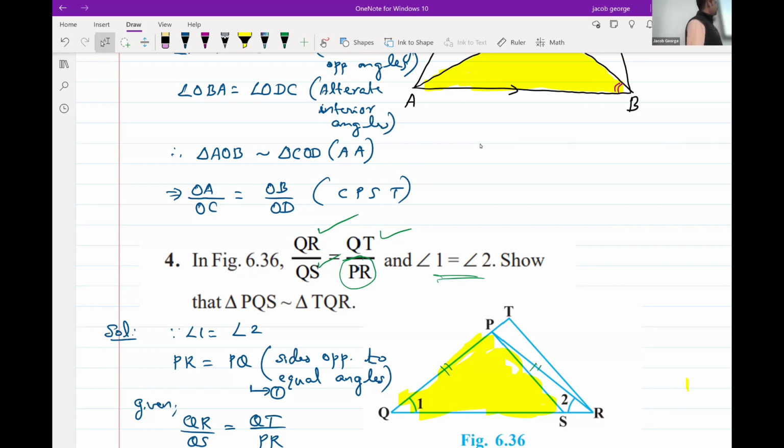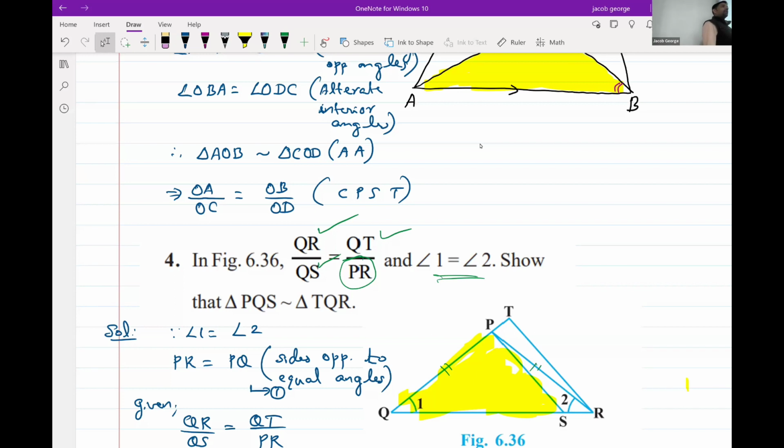So first of all, I'm going to check. Is QR part of any of these triangles? Yes, QR is part of TQR. So QR can be taken. That is the reason I put the tick mark. Next, QS. QS is part of PQS, so QS is also fine. Next, QT is part of TQR. Finally, PR. PR is not a part, right? PR is outside the triangle PQS.